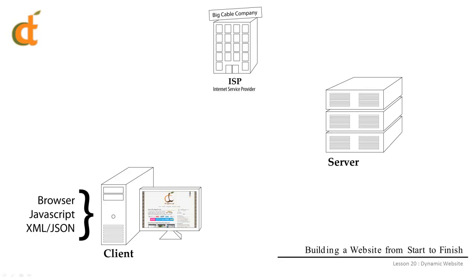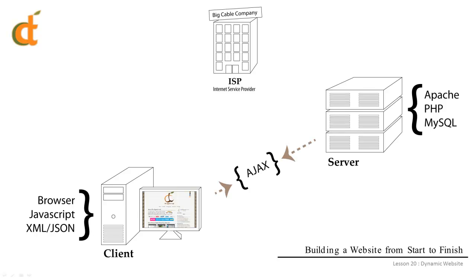On the client, as we've mentioned, the browser, JavaScript, XML, these are all handled on the client. And with the server, the server's running server software such as Apache, and then handling the PHP and the MySQL, among other things that can be run on the server. And Ajax rests in between these two. Ajax, like I said, is not a language. It's more of a concept, and it can be related to either side.